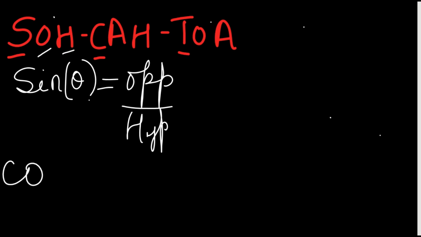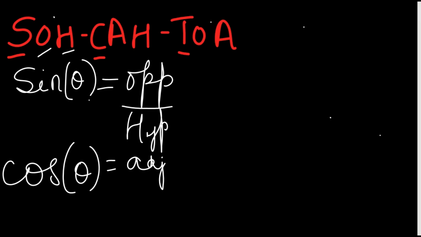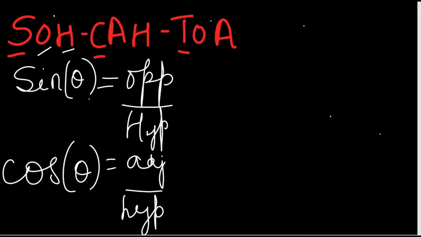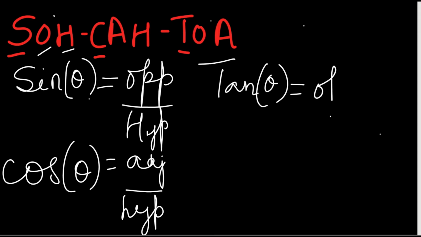Next, cos of theta. Where can you see it here in CAH? So cos of theta is defined as adjacent by hypotenuse. Next, tan of theta. Where can you see a T here? It's here. Tan is nothing but opposite by adjacent.